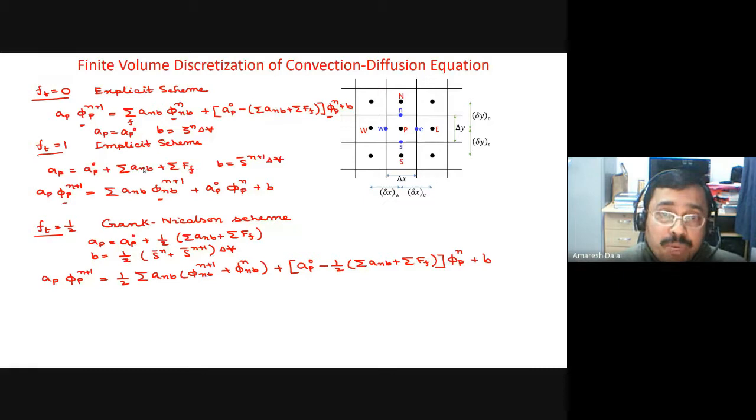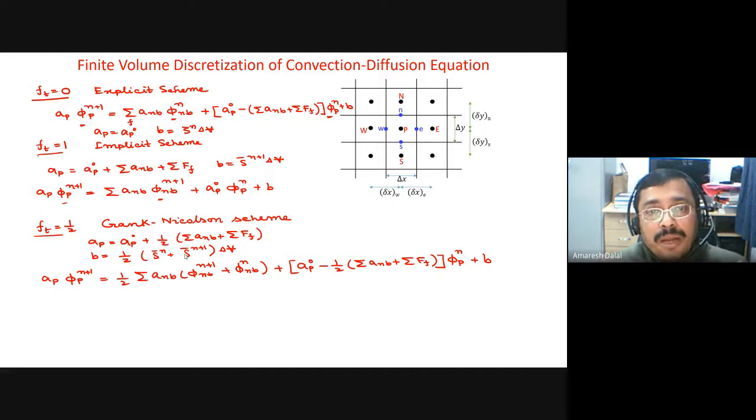But if you put ft equal to half, then it becomes Crank-Nicolson method, Crank-Nicolson scheme. So if you put ft equal to half, then you will get ap phi p n plus 1 equal to half summation of nb phi nb n plus 1 plus phi nb n, so n and n plus 1, and with phi p n, this is the coefficient. So you can see that this becomes second order accurate in time. And we have already used second order diffusion discretization, and also the convective scheme, whatever we have discretized using central difference, is also second order. So when we use Crank-Nicolson method, obviously it is overall second order accurate.